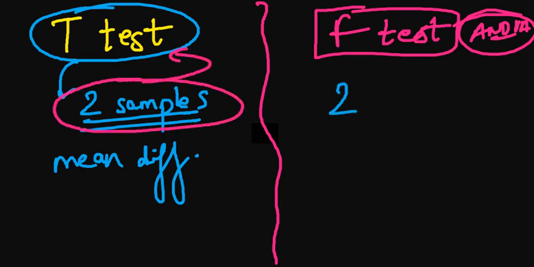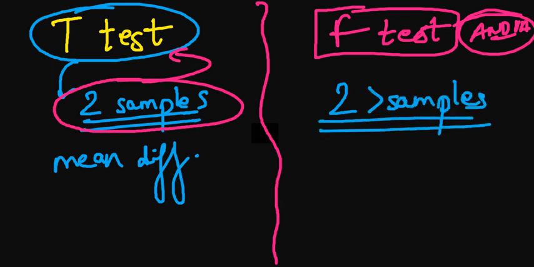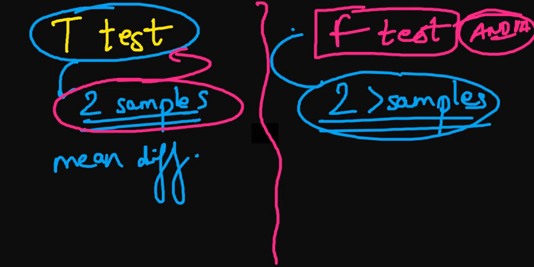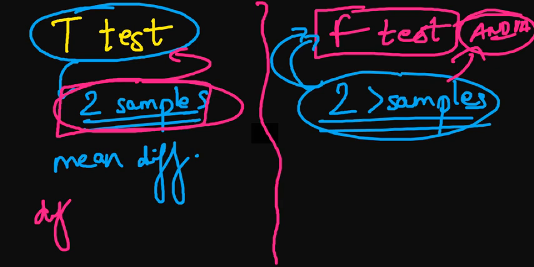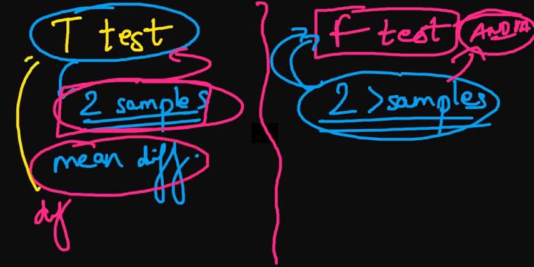And whenever you have more than 2 samples, 3 samples or 4 samples, you will always use the f-test for your accuracy and precision, and you will use ANOVA as well. This is the same thing, f-test, ANOVA. So whenever there are 2 samples, we have to calculate differences between the means of 2 samples, and you will use the t-test.